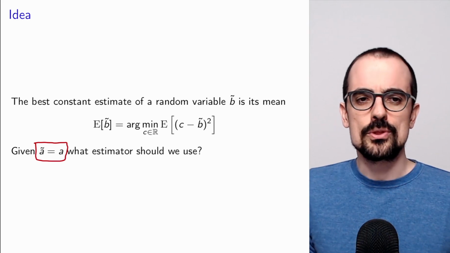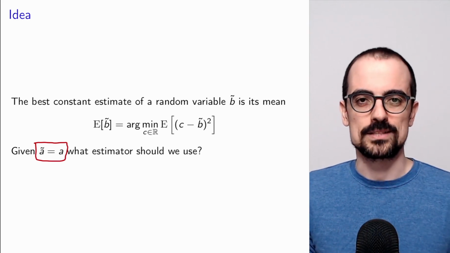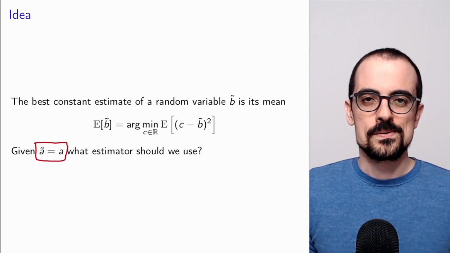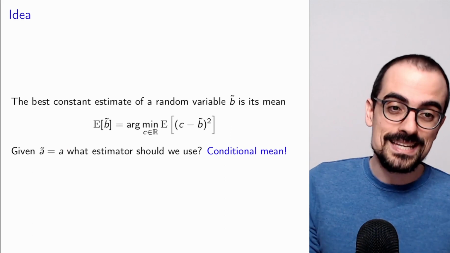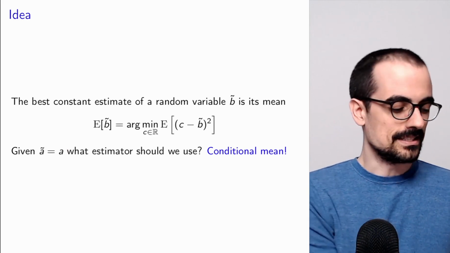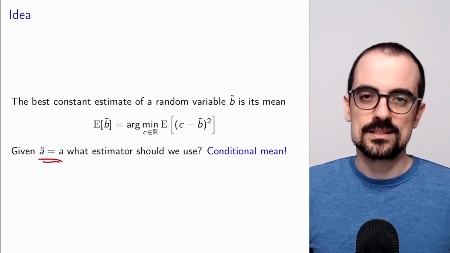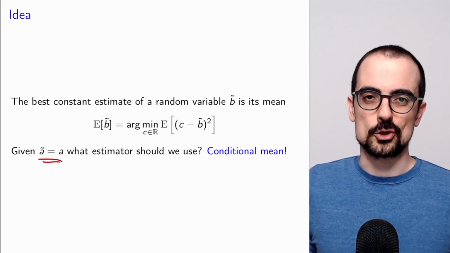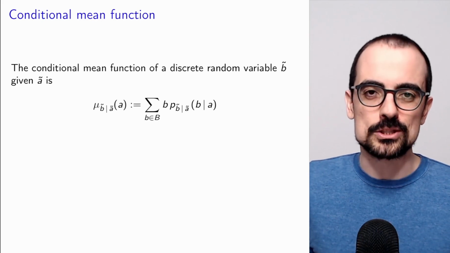So now given that, what if you know that a related quantity is equal to a certain constant value? What estimator do you think we should use based on this idea that the mean is optimal with respect to mean squared error? Well, it makes a lot of sense to use the conditional mean of B given this event, right? We're going to see in a moment that indeed this is the optimal choice. But before that, let's make sure that we know what we're talking about.